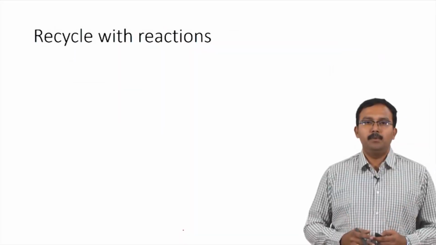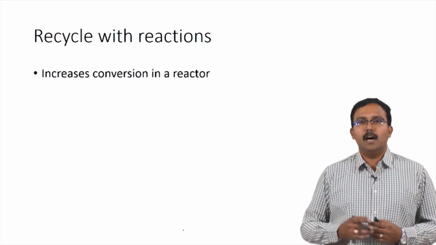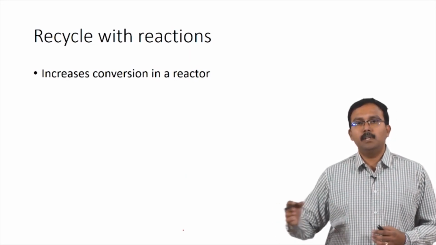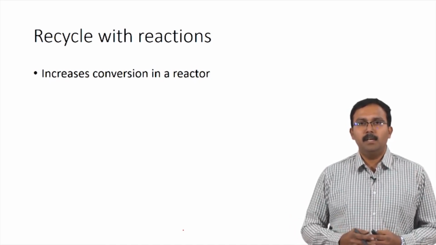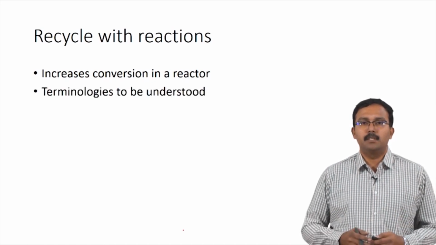In the previous lecture, we had discussed recycle systems without reactions, and today we will talk about a reactor which, in addition to the fresh feed, will also have a recycle feed. Why do we have to do this? This would increase the conversion in a reactor. The unused reactants which get recycled will have a chance to go through the reactor one more time, which would mean more of the products would be formed, and hence the conversion would increase for the overall process.